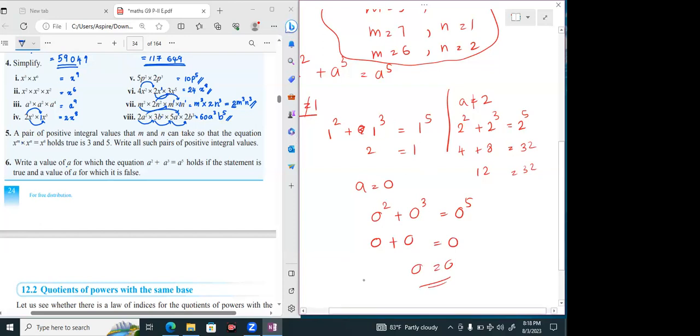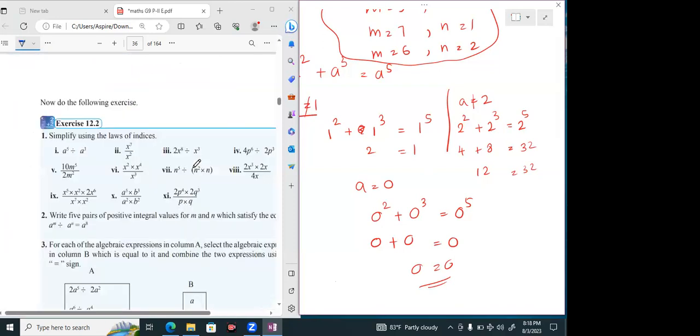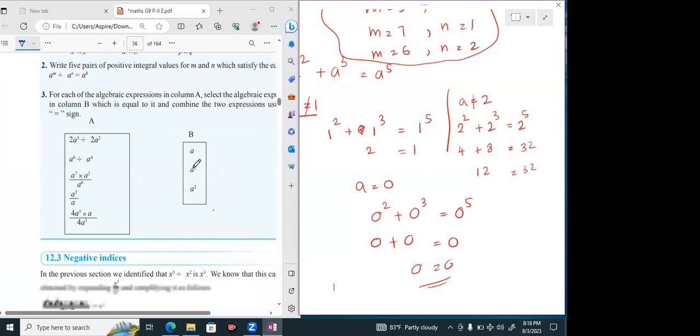Then you can take a equals 1, a equals 2, any such value. Okay. Then shall we move to the exercise number 12.2.